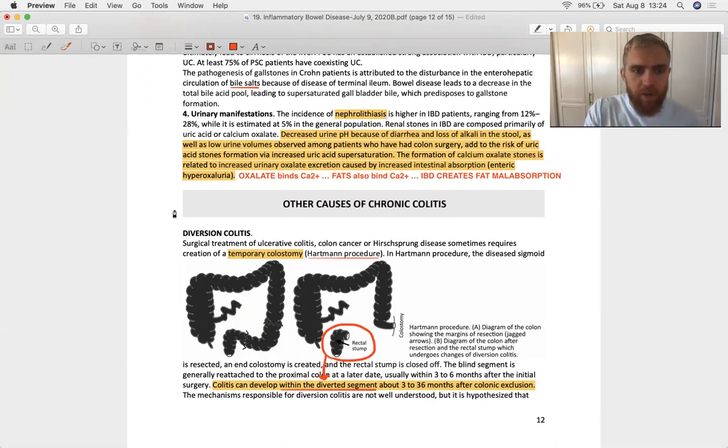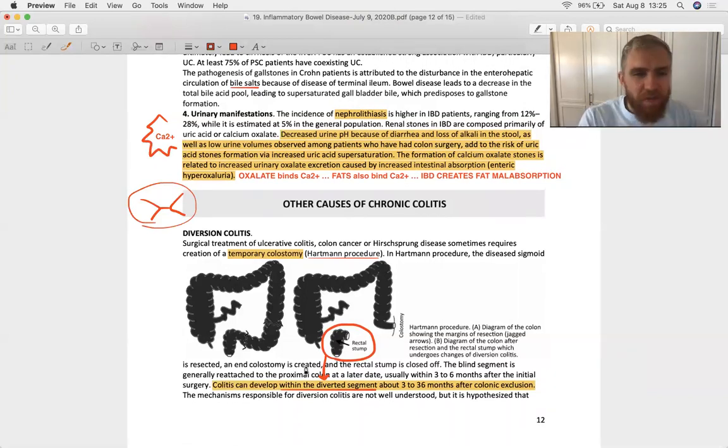So oxalate is this really small molecule. It's only got a handful of carbons on it, and it kind of looks like this. Normally calcium binds oxalate, and when calcium is bound to oxalate, or chelated to it really, you can't absorb either of them, and it just leaves in the stool. If you have fat malabsorption, it just so happens that small lipids also like to bind calcium and sequester it and keep it from binding to oxalate. So that means more free oxalate can be absorbed by your body.